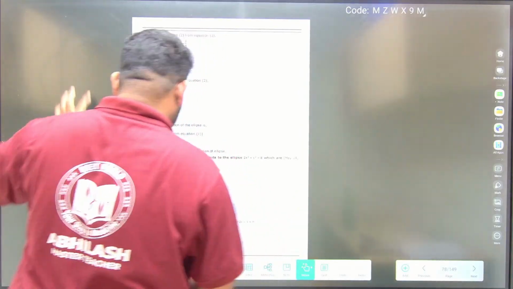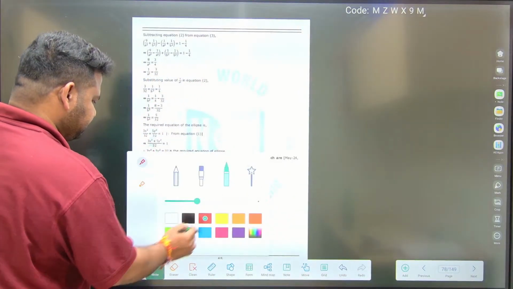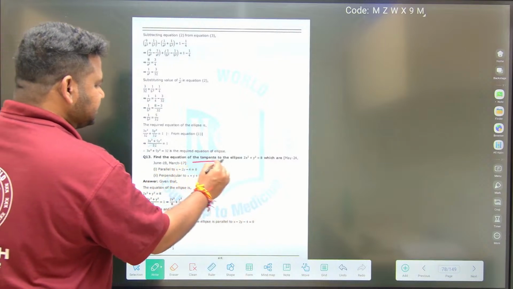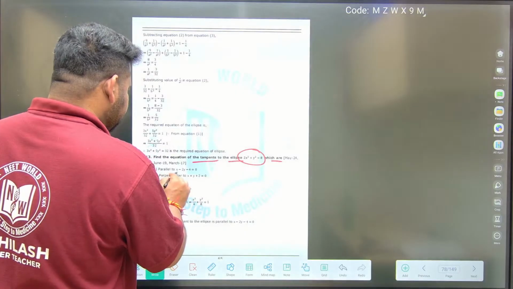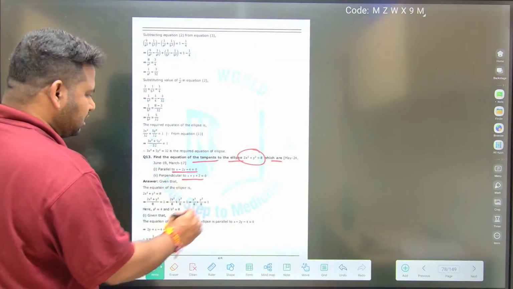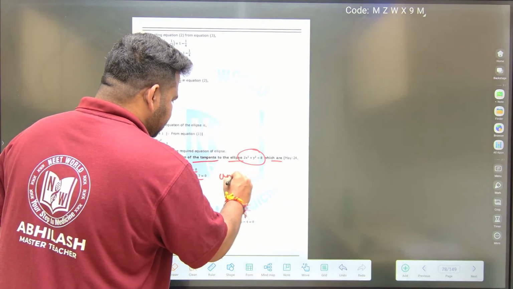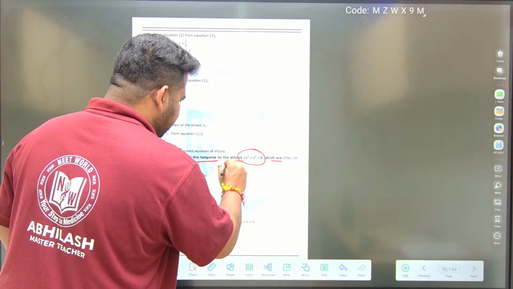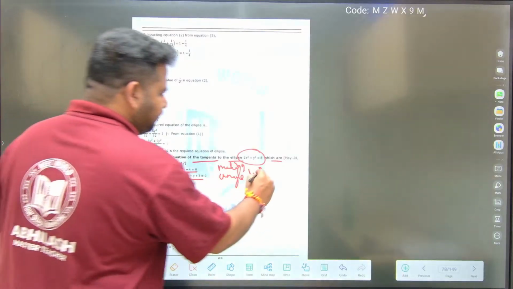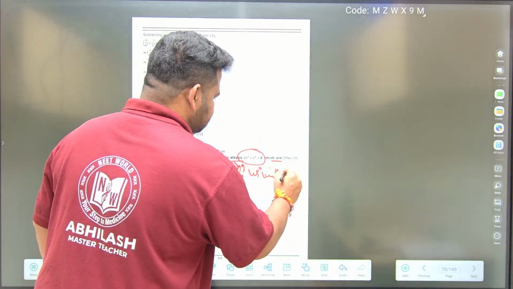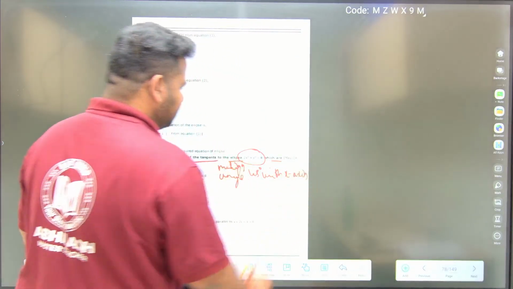So what are they asking us to find? They are asking us to find the equation of tangents to the ellipse, which are parallel to this line, perpendicular to this line. Another one is making an angle of 45 degrees with the x axis. Like this also they have asked.